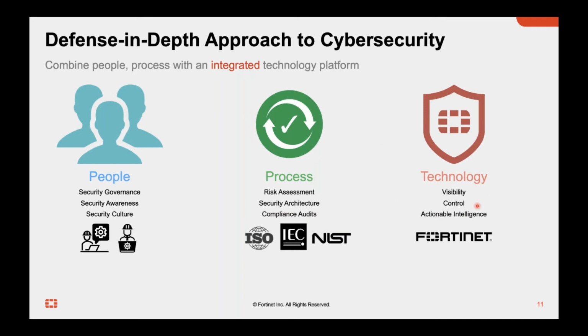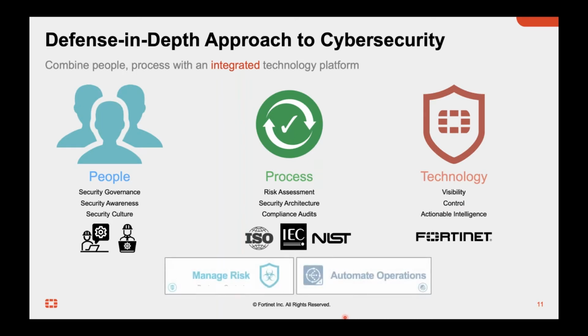From the technology point of view, you need to choose visibility, control and actionable intelligence-oriented technology that can be integrated, and Fortinet has a good portfolio of that technology available through its solutions. Now, at the CISO level, we need to manage risk ultimately from the business context, and on the operator or engineer level, on the technical level, we need to automate operations. So not just the operations in the ICS and OT environment that we typically do, like control centers, etc. We need to also automate the security operations, like the security operations center or network operations center, etc.